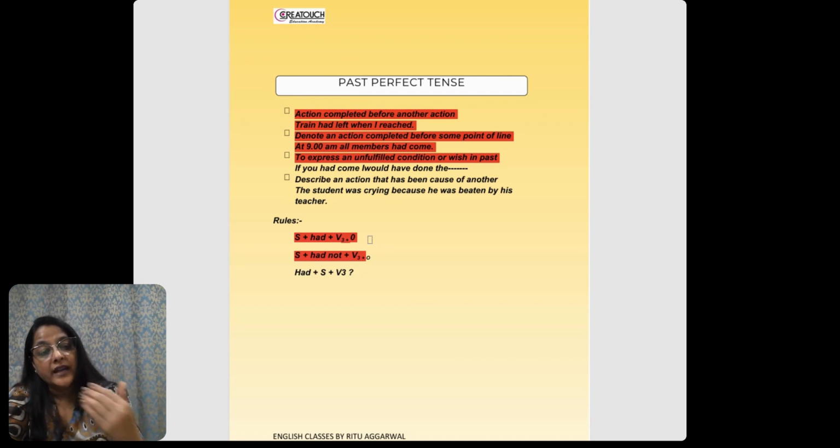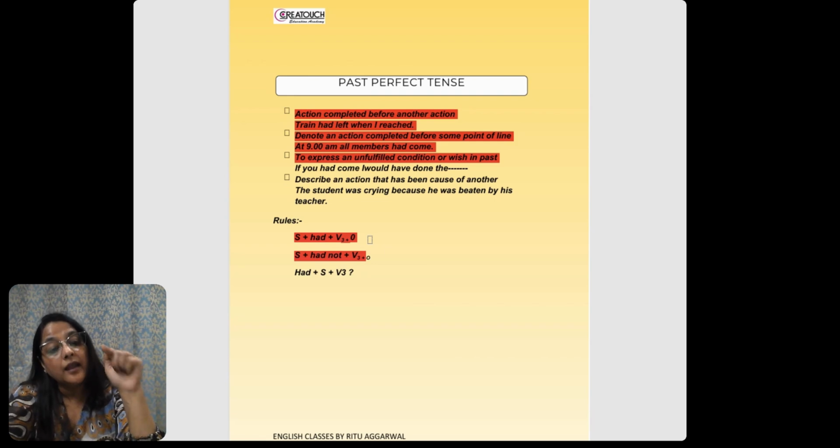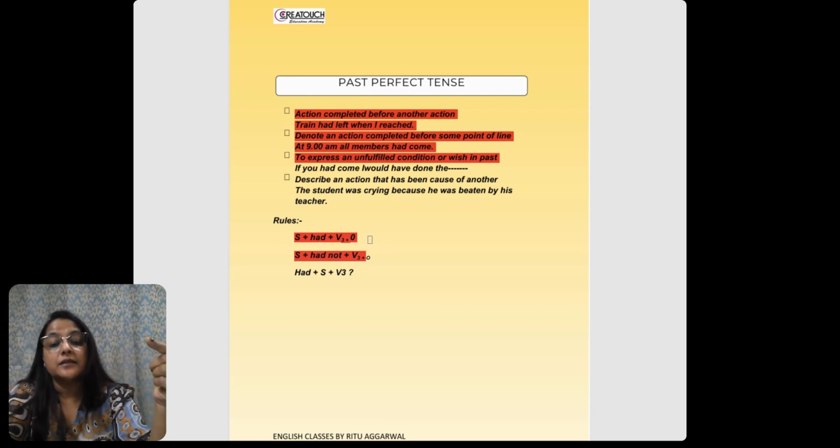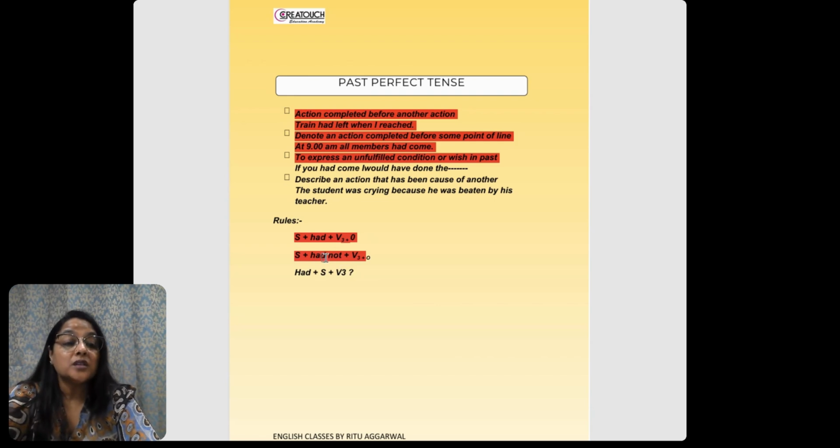When I reached, the train had left. So the train had left. So had is the helping verb and verb first form. And how an action takes place after the situation has been moved, right? So what you are using, subject plus had plus third form of the verb. Please make a note that past perfect tense takes the third form of the verb with the had, right?